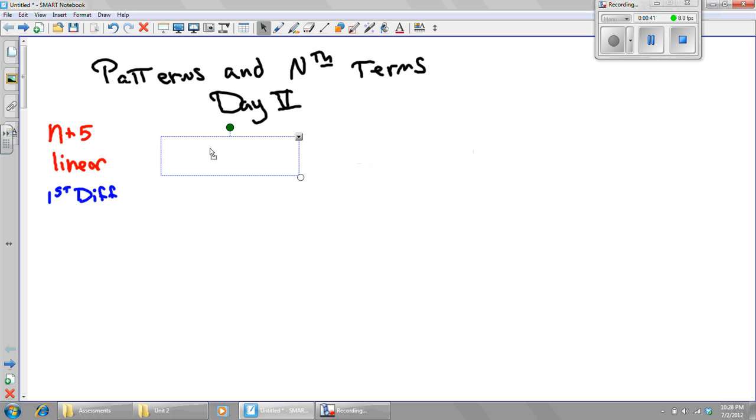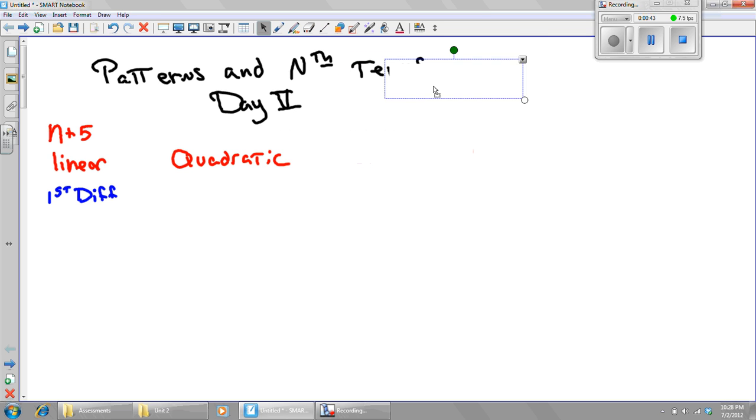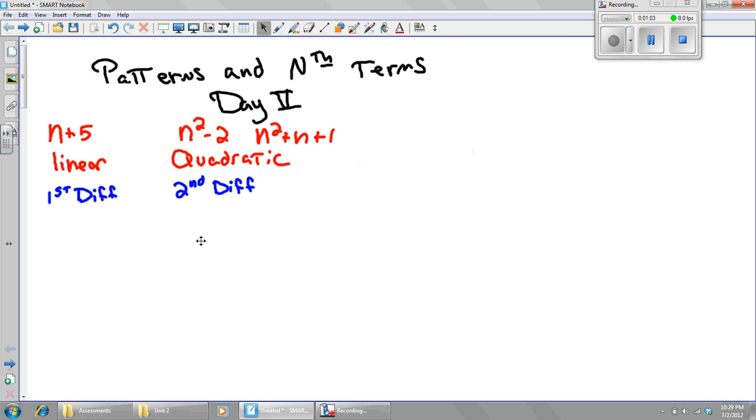Okay, we also know about quadratic patterns. And quadratic patterns would look something like this. Say an n squared minus 2, right? Or even an n squared plus n plus 1. That would be quadratic as well, the highest power being 2. And quadratic patterns show up when the second difference is always constant.